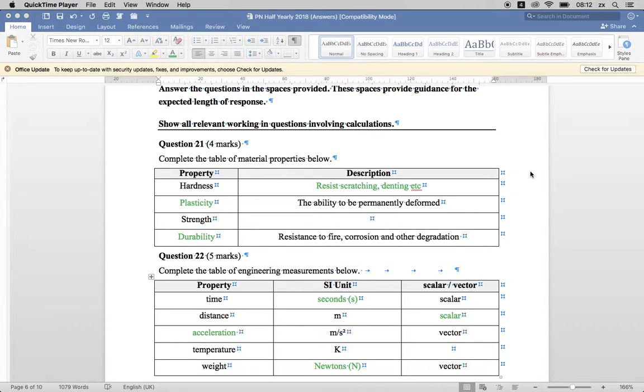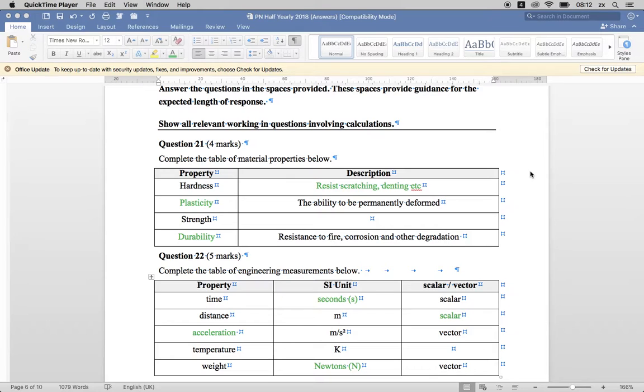In this recording, I'm going to go through the second half of the Year 11 2018 mid-course examination, or half-yearly. I'm starting with question 21, which requires you to complete a table of material properties. These are four commonly used material properties.